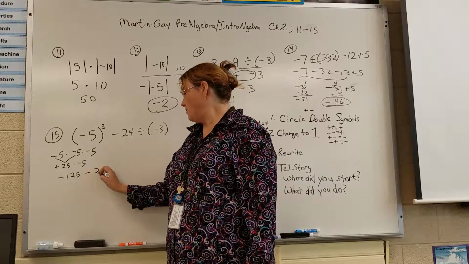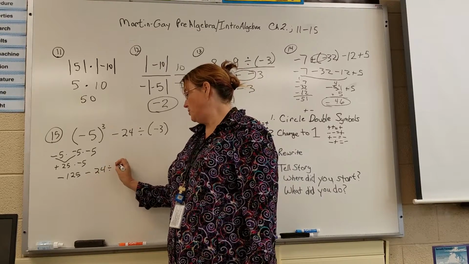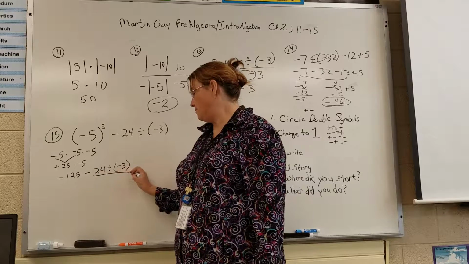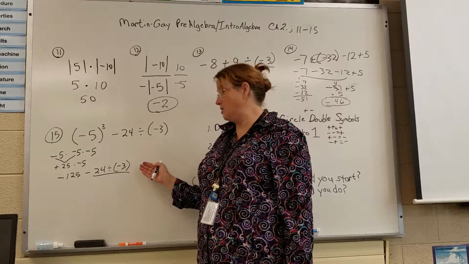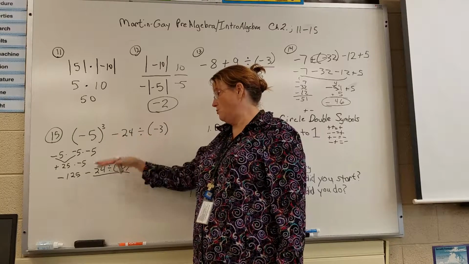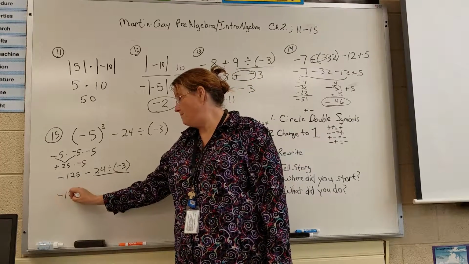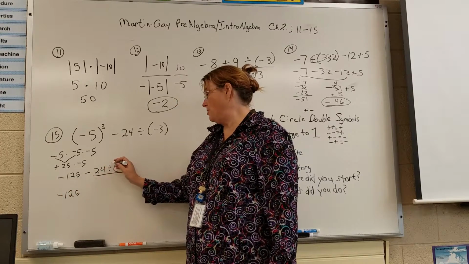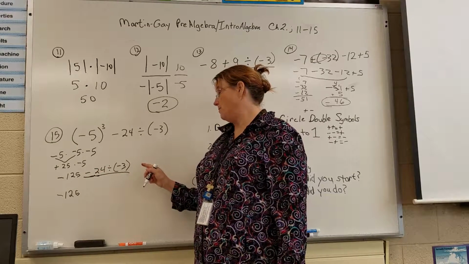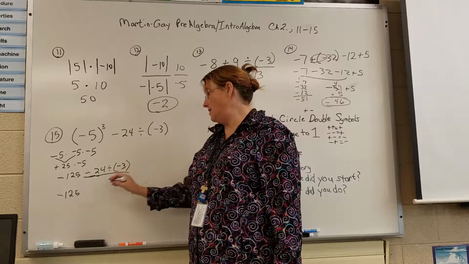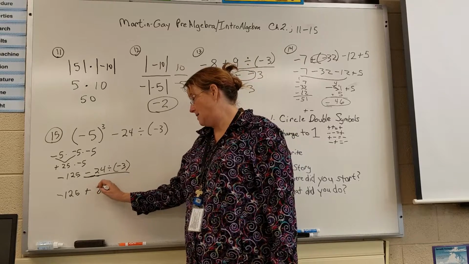Minus 24 divided by negative 3. So I'm going to do the division next. I did my parentheses first, but I'm not going to keep going in order. I must go in the order of operations. So each time you fix it, you bring everything else along. So I have the minus 125. Minus 24 divided by negative 3, because the minus stays with the number. So a minus divided by a minus is a plus. 24 divided by 3 is 8.